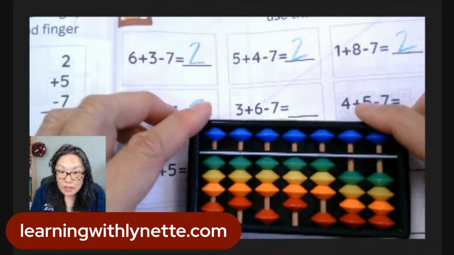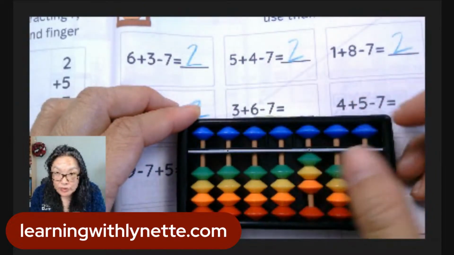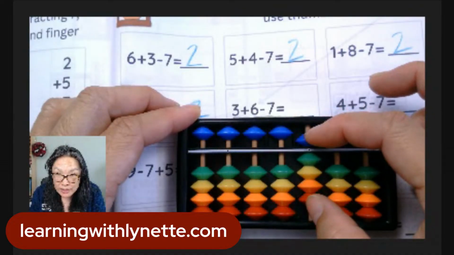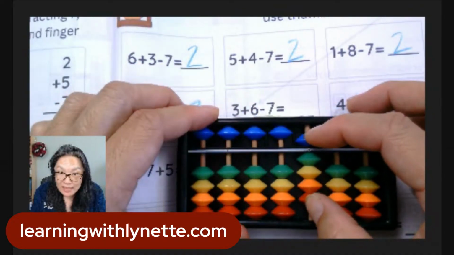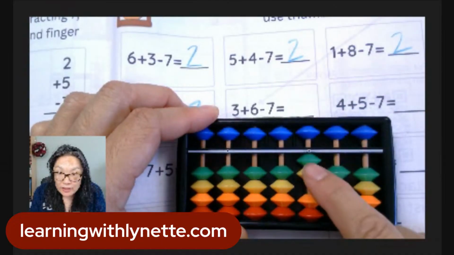Hey, Jeannie. So what we're doing is we're doing this question here. If we add the 3, 1, 2, 3, I add the 6, right? Adding 6 means 1 top bead, 1 bottom bead. And then when we minus the 7 is the top bead and the bottom bead, and we move it away like this. So our final answer is 2.